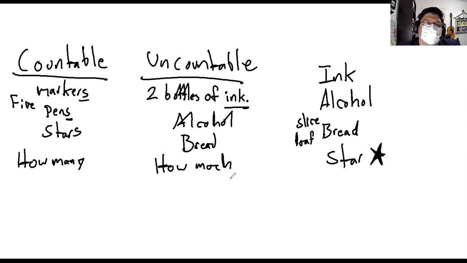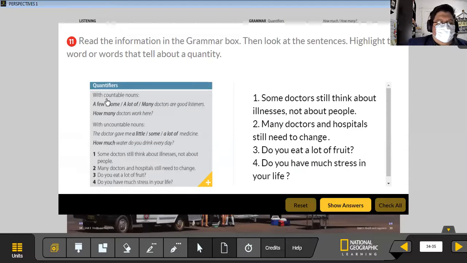I want you to identify which words are countable or uncountable. First and foremost, I want you to remember that we use a few, some, a lot of, and many for words that are countable. And we use a little, some, and a lot for uncountable. For example, we saw bread, right? We could say, can I have a little bit of bread? Here it says a little, but we usually use a little bit. A little bit of bread. Can I have some bread? Can I have a lot of bread?